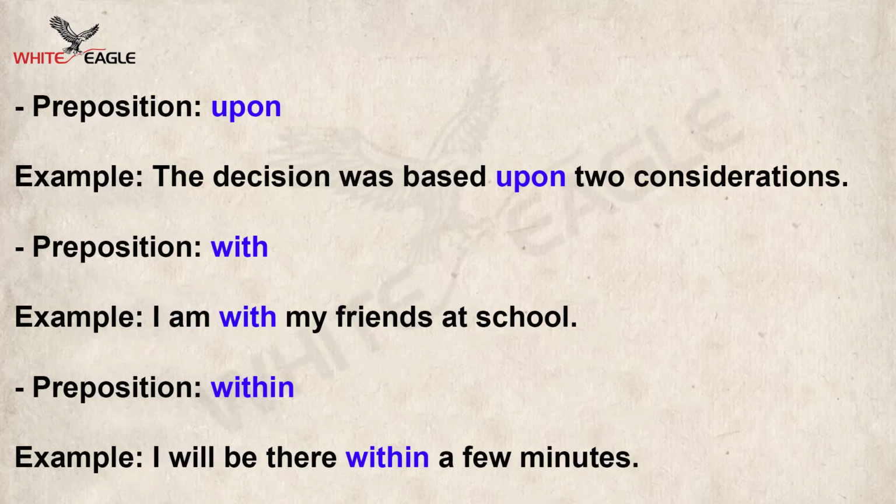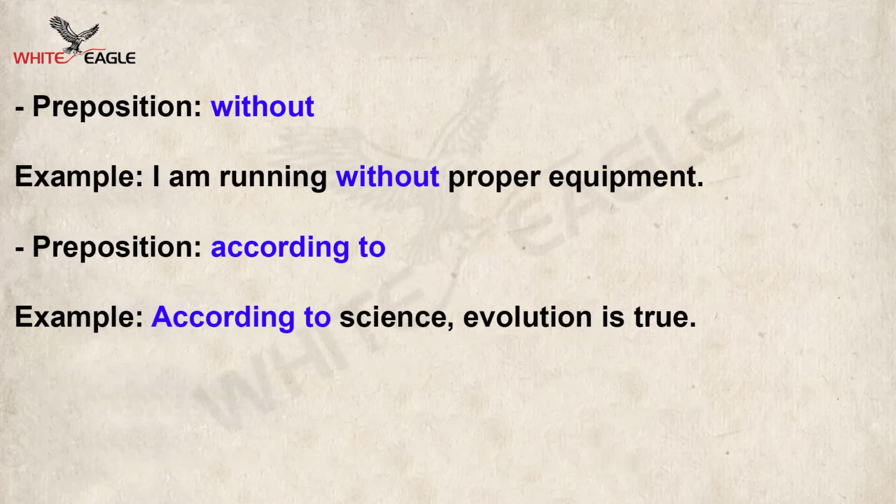Preposition: upon. Example: The decision was based upon two considerations. Preposition: with. Example: I am with my friends at school. Preposition: within. Example: I will be there within a few minutes. Preposition: without. Example: I am running without proper equipment. Preposition: according to. Example: According to science, evolution is true.